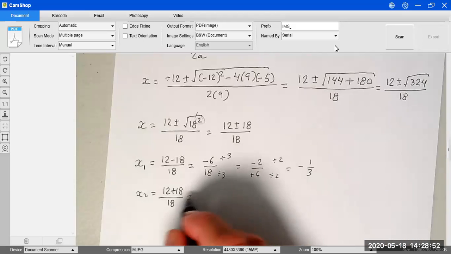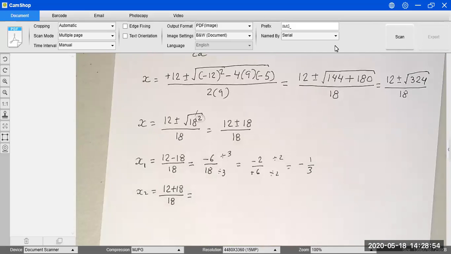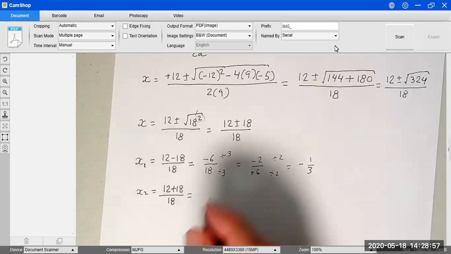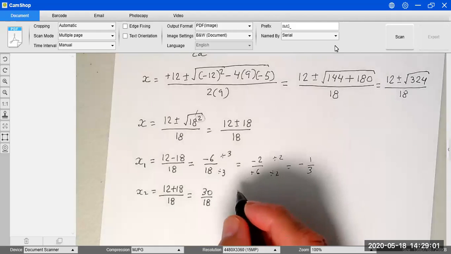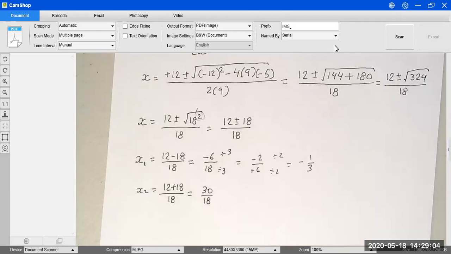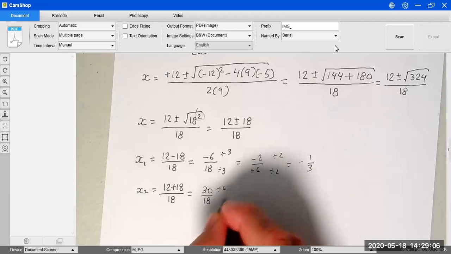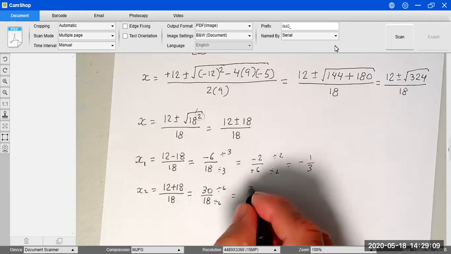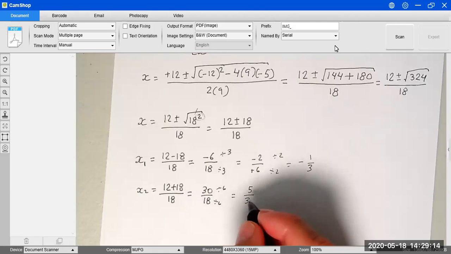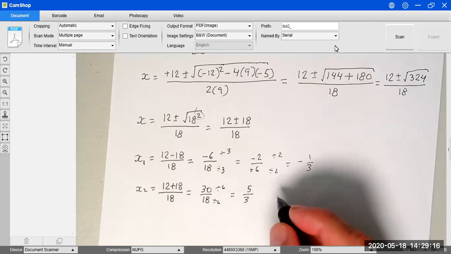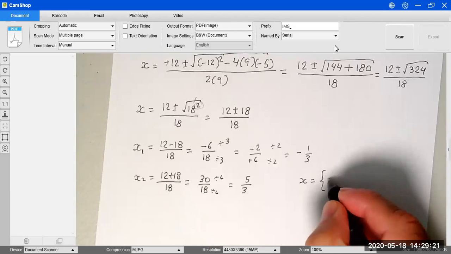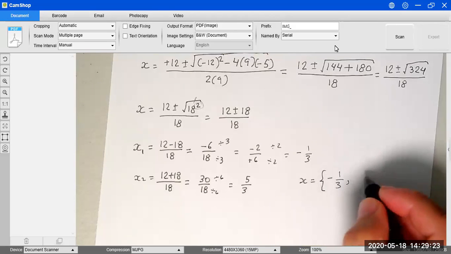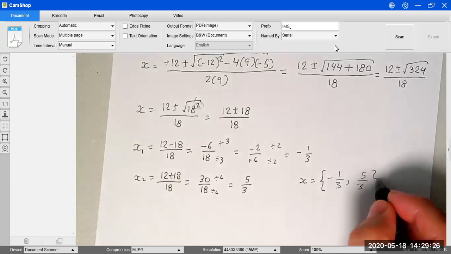The second one, we need to add now 12 and 18. That is gonna be 30 over 18. So the same thing, we're gonna divide by 6, both the numerator and the denominator. So you're gonna get 5 over 3. So that is gonna be the other solution. So the final answer then is gonna be negative 1/3, comma 5 over 3.